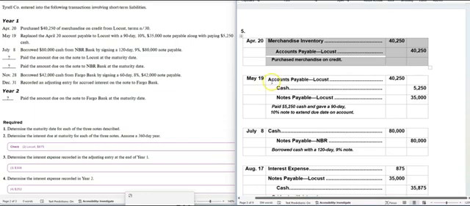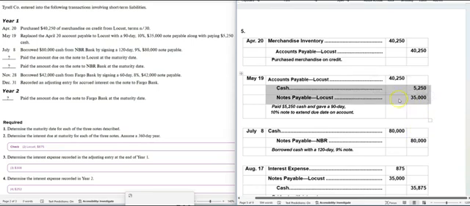Okay, so that means on May 19th, the liability to accounts payable, that's gone. We've replaced that account payable by paying part of it off in cash. So we credit cash for the $5,250 and record a liability of notes payable. Okay, we now have a new liability, $35,000.